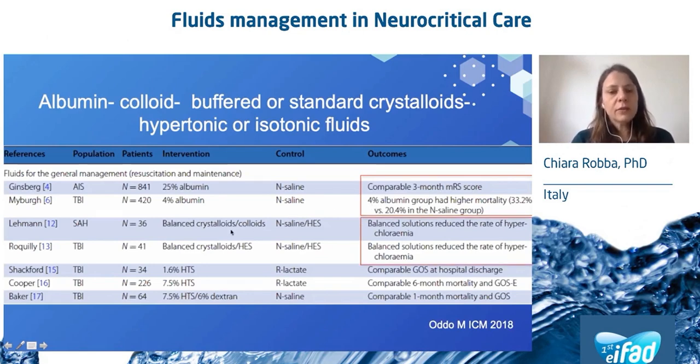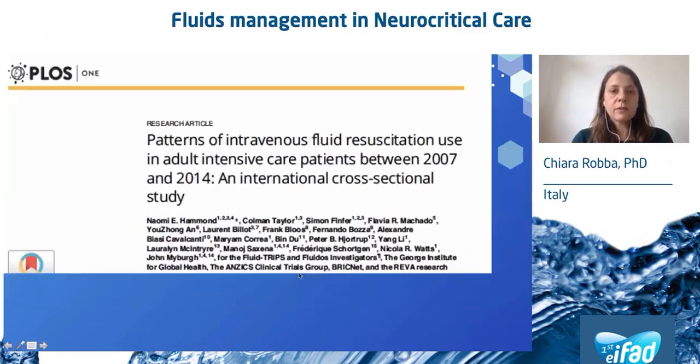If we look at the study which compared balanced crystalloids versus saline, there is a tendency for the balanced solution to reduce the rate of hyperchloremia, but this study has been methodologically criticized a lot. And then regarding the use of hypertonic saline as resuscitation fluid in the initial phase of a brain injury, so not for ICP control, there was comparable GOSE neurological outcome and comparable mortality, but with the possible side effects that we discussed before.